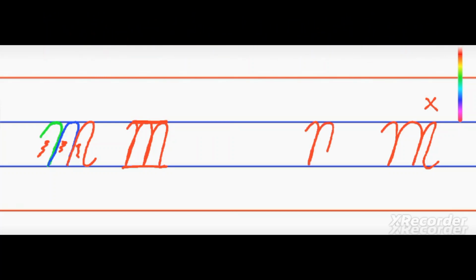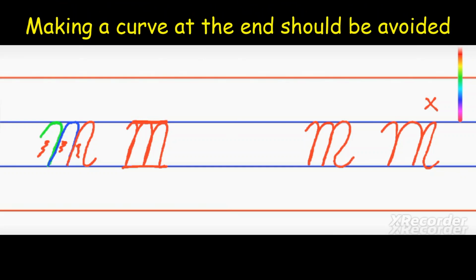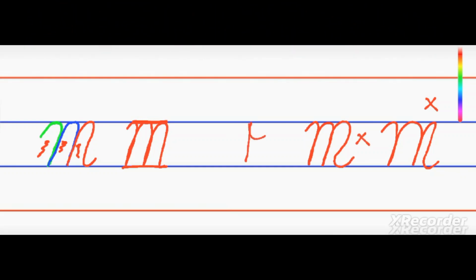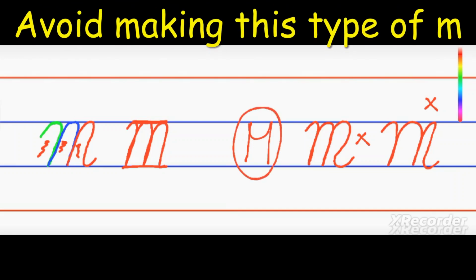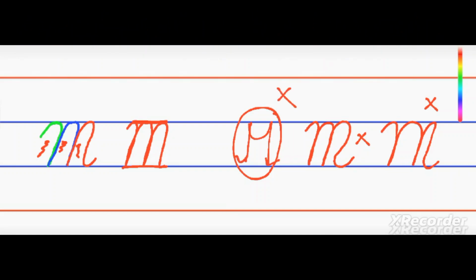When you're ending the M, many times students or most of us make a curve here. So this kind of pattern has to be avoided. M in this fashion is neither print nor cursive, it has no connectivity, so this needs to be avoided. We are going to make 4 such patterns.